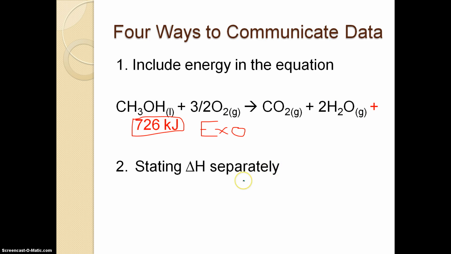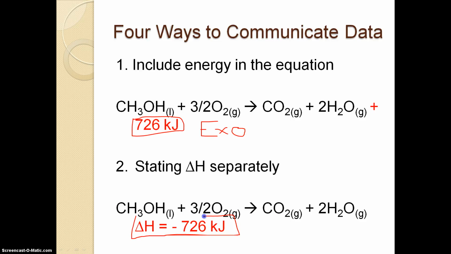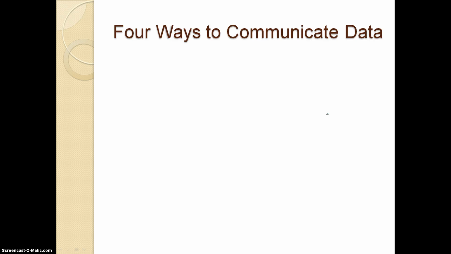The second method is to state delta H separately. So here we have our chemical reaction, CH3OH, we're burning with oxygen, and then on another line or away from the equation, we're stating the delta H value separately. Now here you notice we have this negative sign because it is an exothermic reaction. When you're stating it separately, you have to put the negative sign for an exothermic reaction. When you're putting it just inside the equation, you get rid of that, you just put a plus sign because we're placing it either as a product or a reactant.